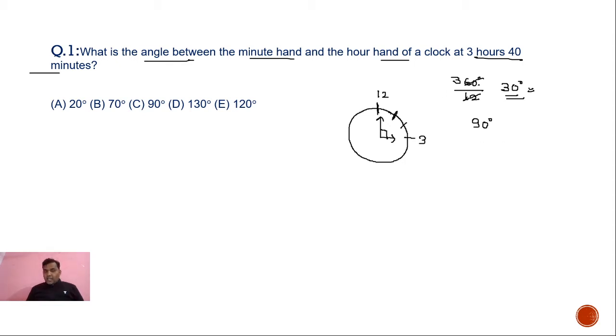We are supposed to find out the angle between the minute hand and the hour hand of the clock at 3 hours 40 minutes. Now you see that at 3 hours 40 minutes, we know that the angle will be either in the decreasing mode or in the increasing mode depending on the position of the minute hand with respect to the hour hand.